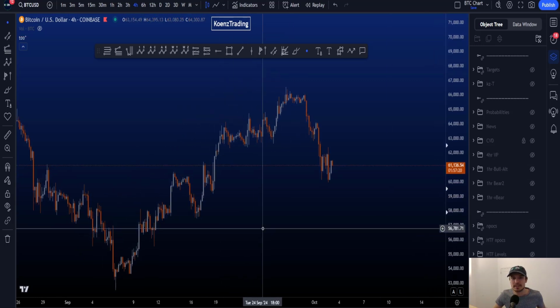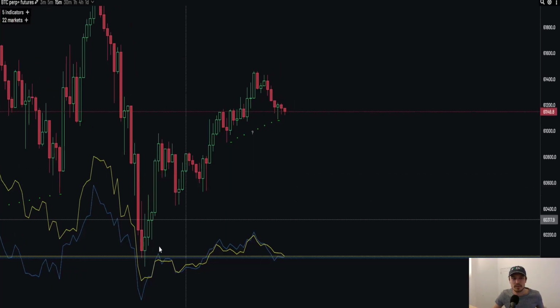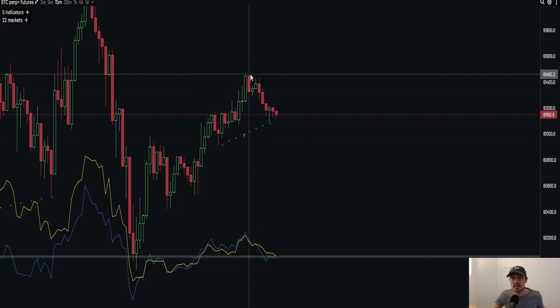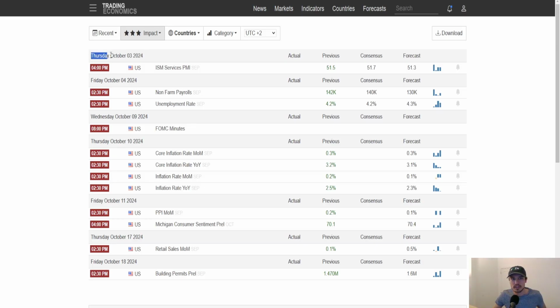If we then look at the CVD divergences locally, then here on the 15-minute chart, after the new local low has been made, we see a little bit of bullish CVDs locally. The target for these bullish CVDs would be taking out this high here at about 61.4k. We also have some news today, Thursday, October 3rd at 4 p.m. Central European time.